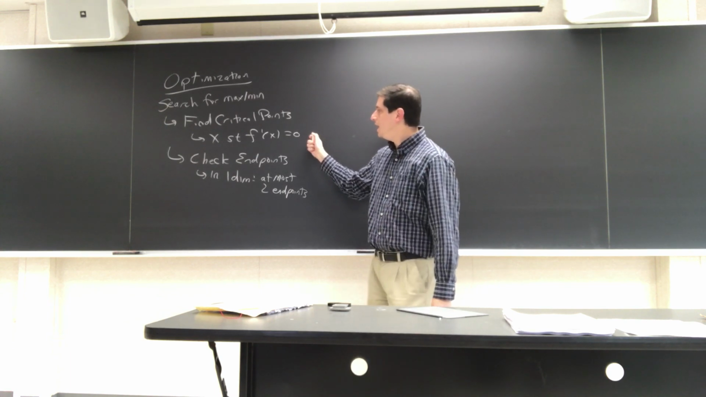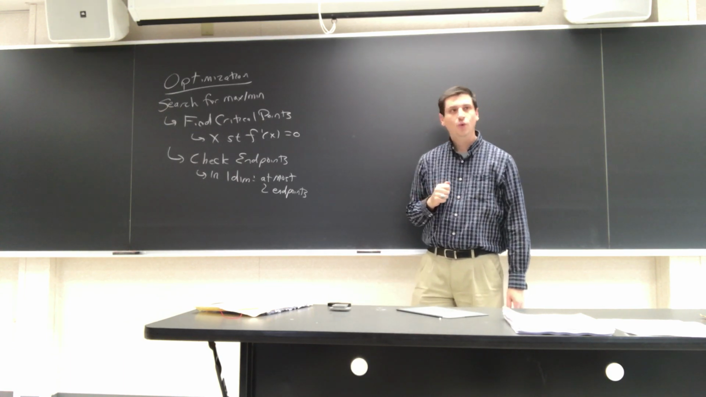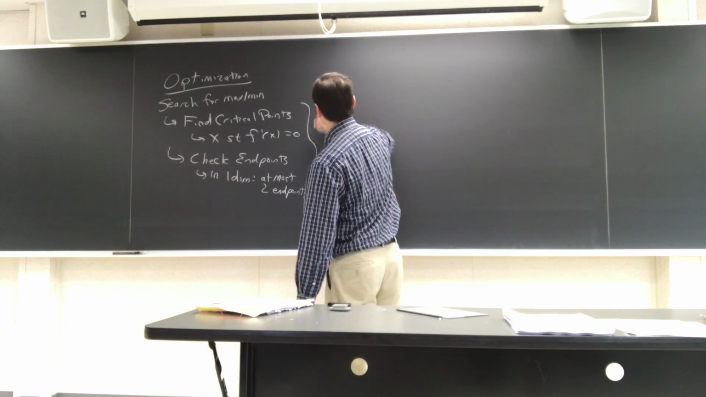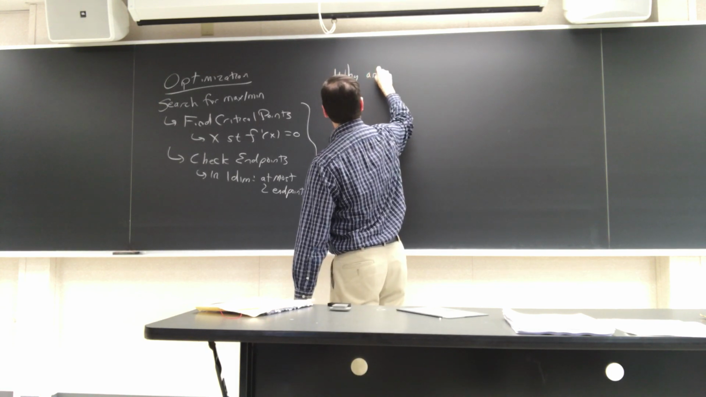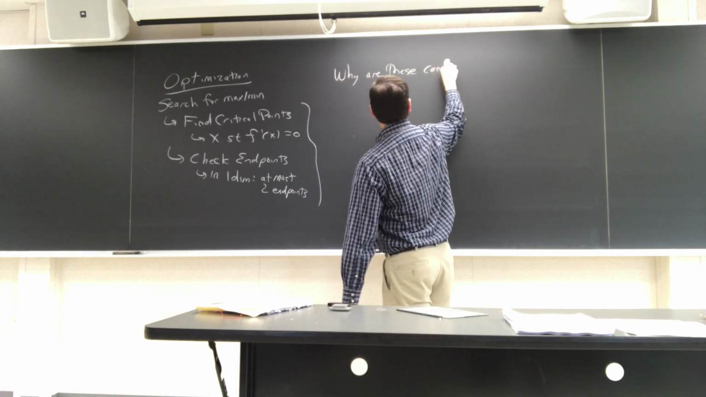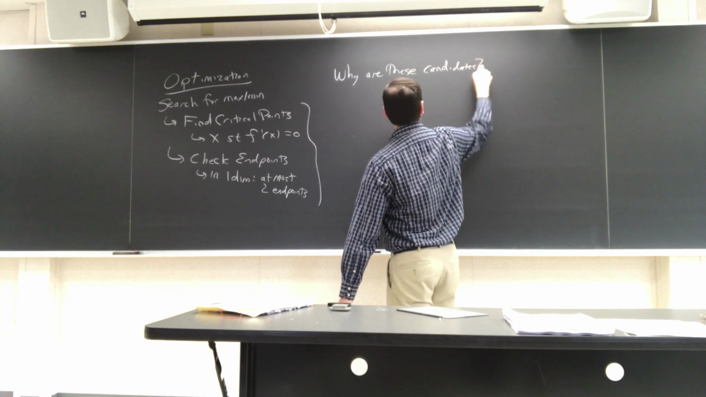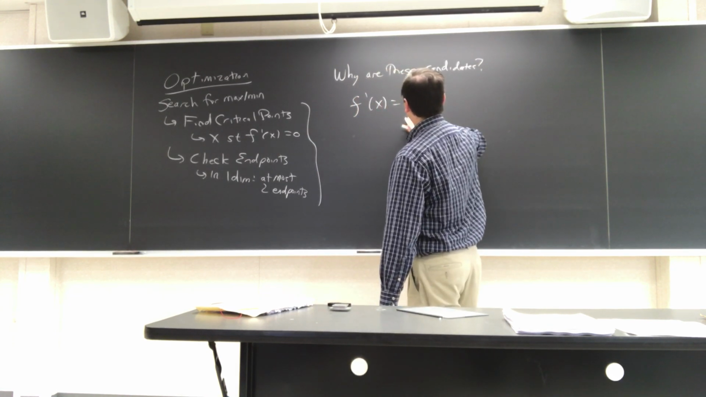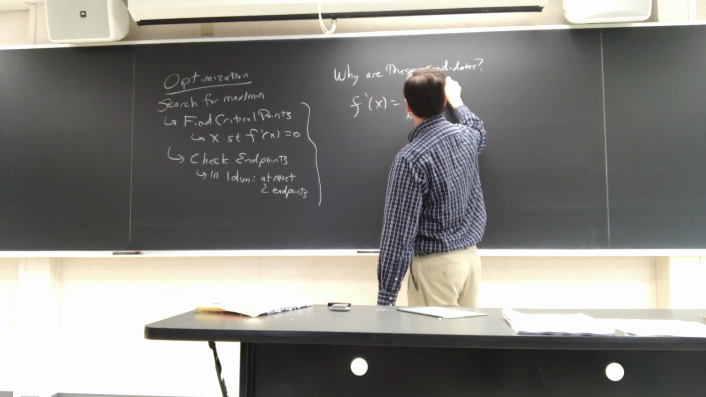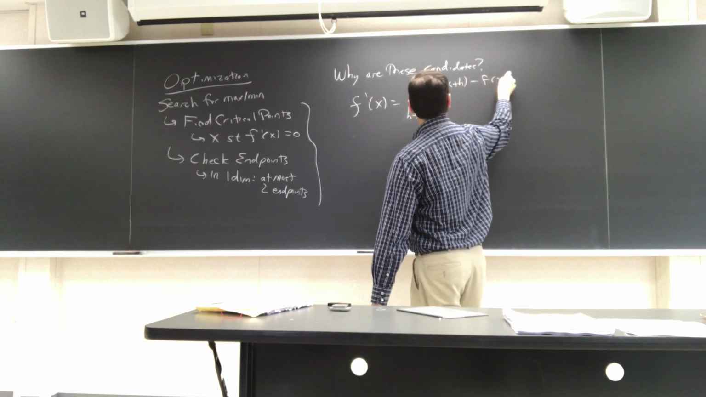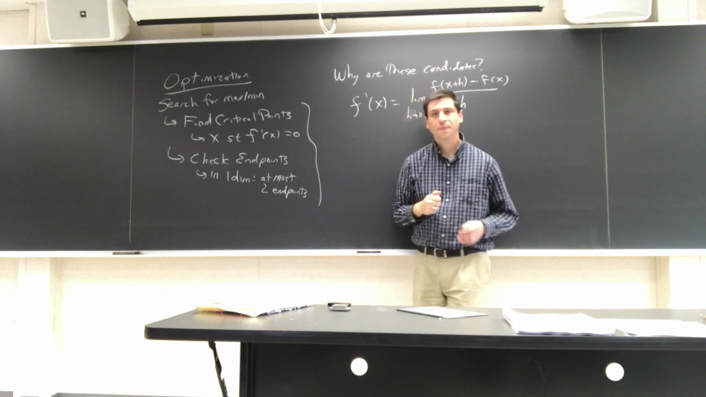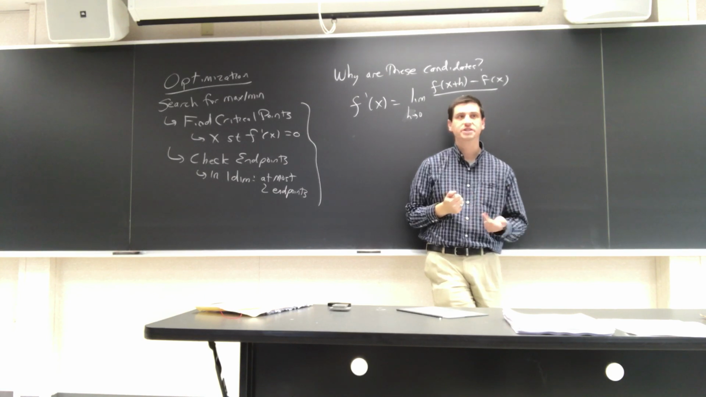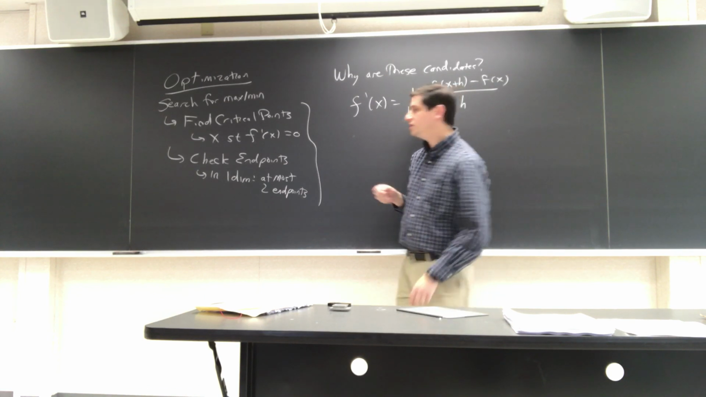So let's first talk about why the places where f prime is equal to 0 are points that are candidates. All right? So these are all candidates. Why are these candidates? Well, f prime of x is the limit as h goes to 0 of f of x plus h minus f of x, over h. So there are 3 possibilities: this is positive, it's 0, or it's negative. So let's see what happens.